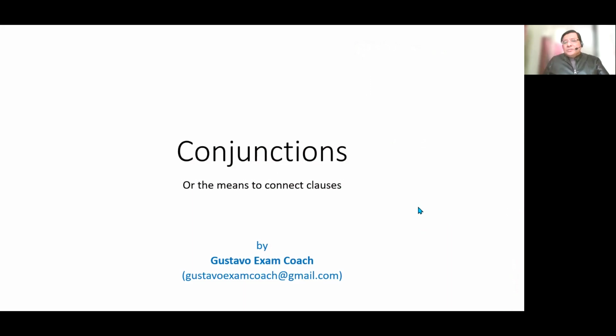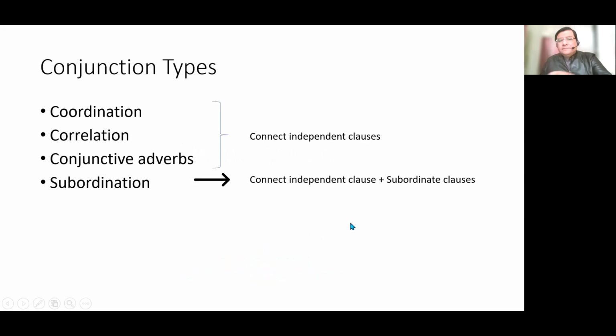So let's begin. When we talk about conjunctions, we're talking about these elements that we use to put together clauses when we form compound and complex sentences in English. Let's take a look. There are actually 4 different types of conjunctions or conjunction-like expressions in English.